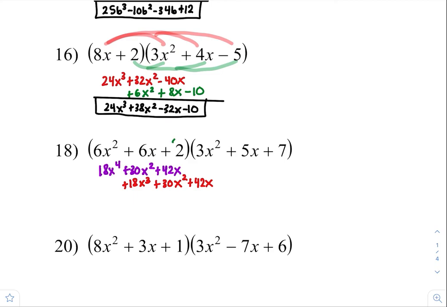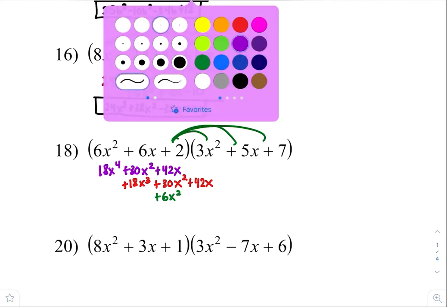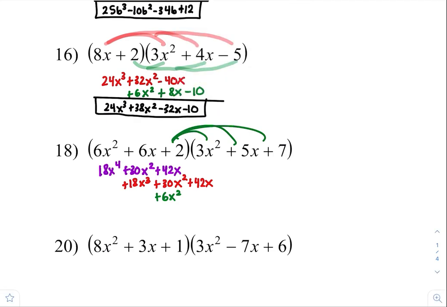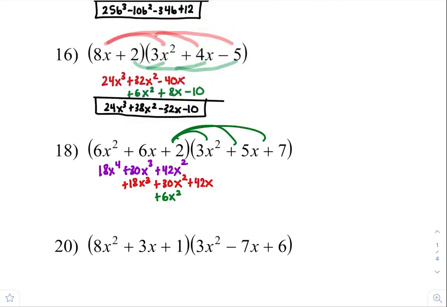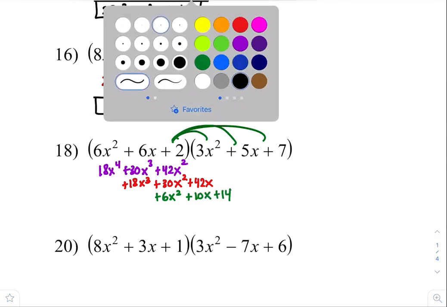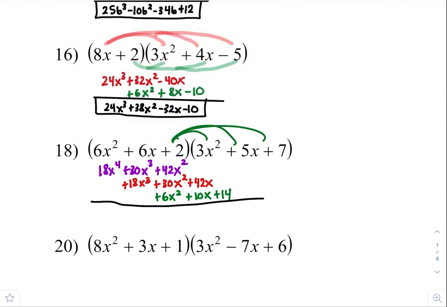And lastly, green, you guys, 2 times 3x squared, you guys, is plus 6x squared, and I caught my mistake. Up here, you guys, this one should have been cubed, and this one should have been squared. 2 times 5x, you guys, is plus 10x, and 2 times 7, you guys, is plus 14. Okay, that should look a lot better.